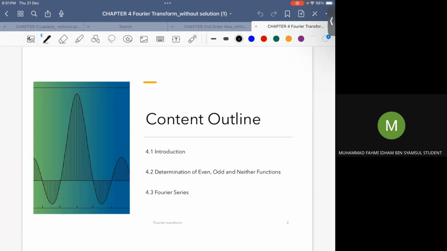So in this chapter, we only have 3 subtopics. The first one is the introduction to what is a Fourier transform. And then we have the even, odd, and neither function. And lastly, we are going to form a Fourier series for any given periodic function.